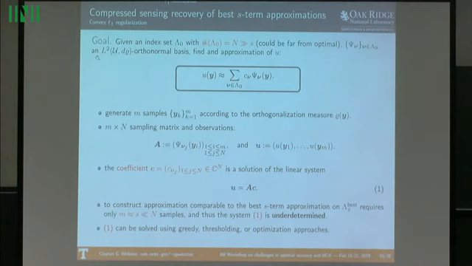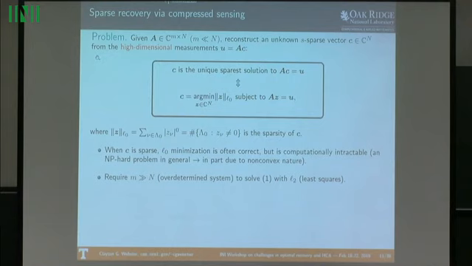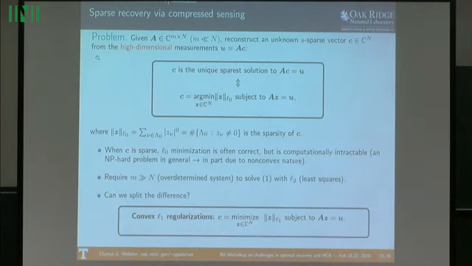We know that if we want to construct an approximation comparable to the best S-term, this requires a number of samples on the order of S, and therefore the system is underdetermined. So we can use greedy thresholding or optimization in the L1 sense. I'll go through this quickly: the sparsest solution to that problem is the L0 problem, which is NP-hard. We can move to L2 and generate overdetermined systems, but instead we use a convex relaxation in the L1 sense, minimizing the L1 norm of vectors subject to that constraint.